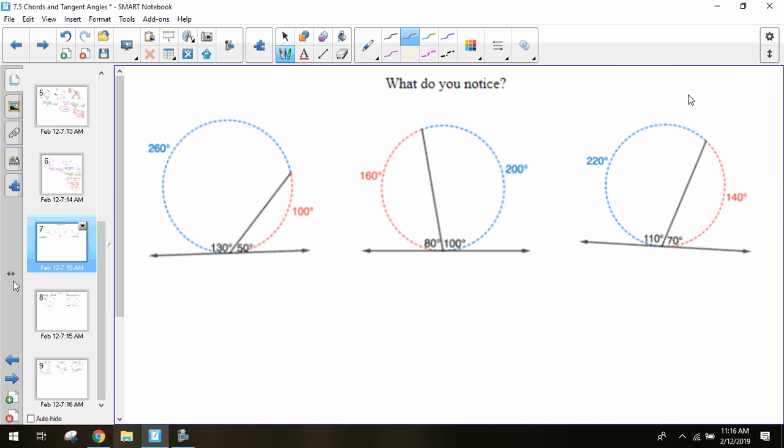All right, so we have one other type of angle we're going to talk about today. This is an angle that's formed by the intersection of a chord and a tangent line. So we have the tangent line on the bottom and the chord just inside this circle. What do you notice about these arcs and these angles?